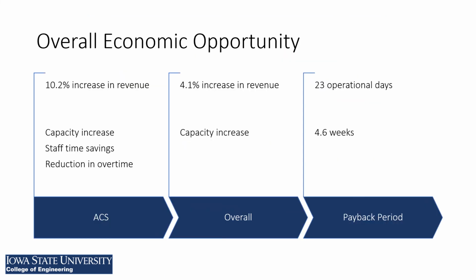All of these recommendations add up to an economic opportunity of increasing the overall revenue of the ACS department by about 10% and the overall increase in revenue across the departments, such as GI and OR, by about 4%. This leads to a payback period of 4.6 weeks.